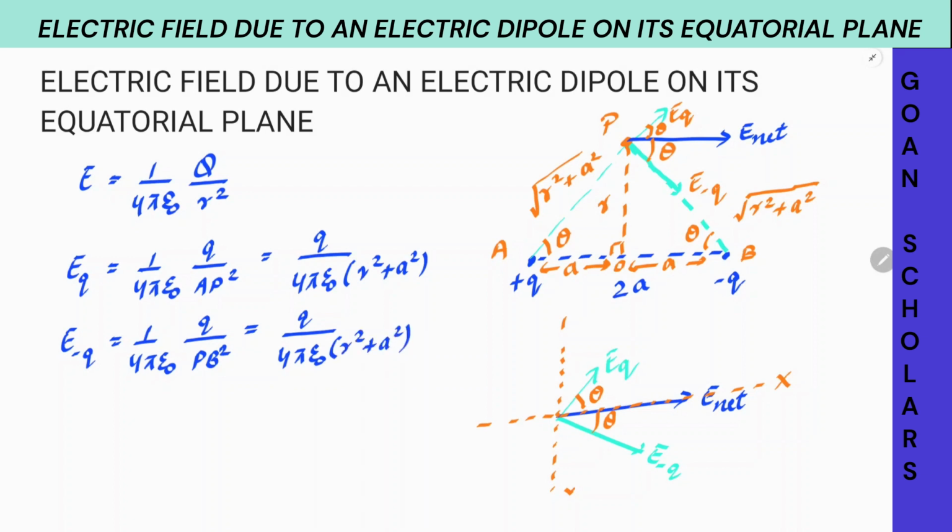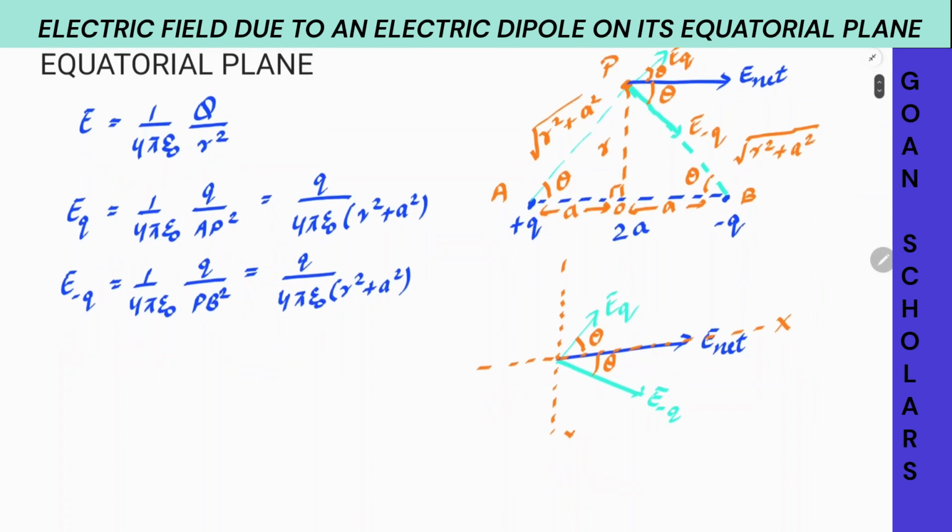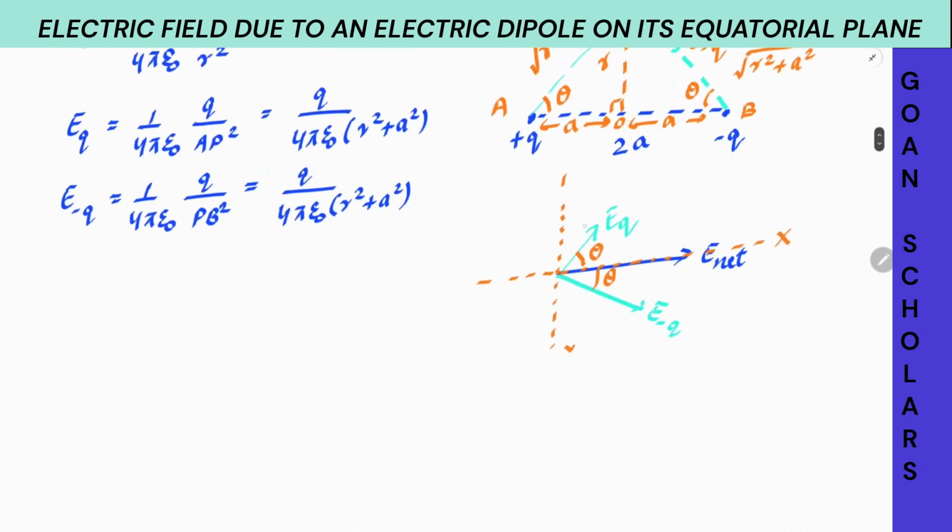So one thing is clear. The directions are like this as per the diagram given, but magnitude wise both the electric fields are equal. Great. How to figure out now the resultant, or E net? One way is by using the resultant formula, putting in the angle between E_Q and E_minus Q. If you don't know the resultant formula, R is equal to root under A square plus B square plus 2AB cos theta.